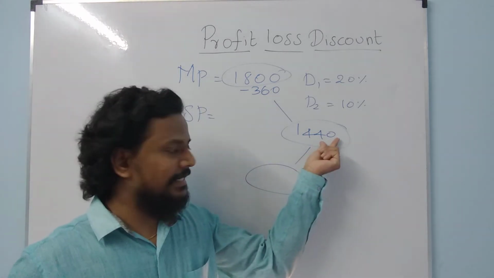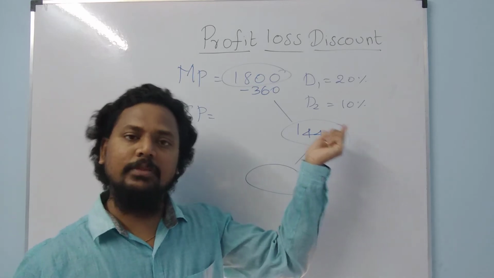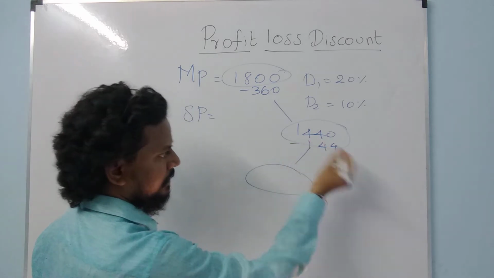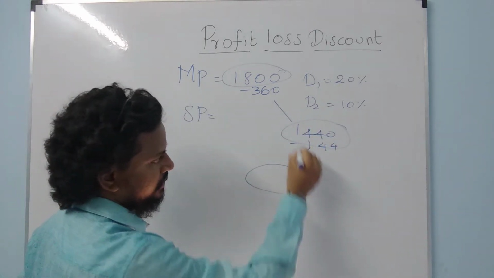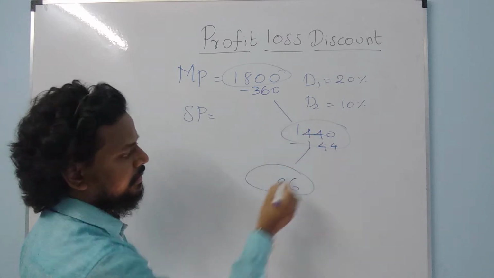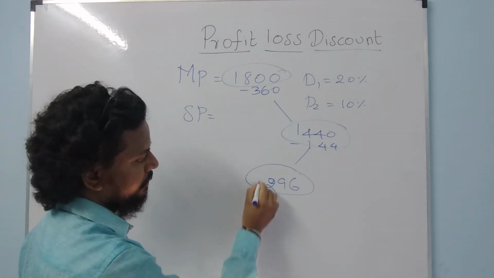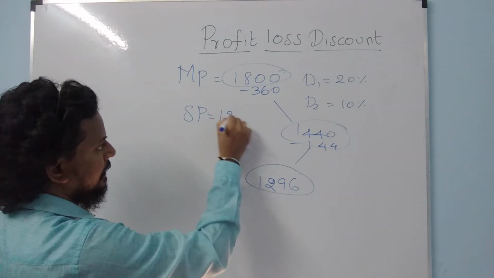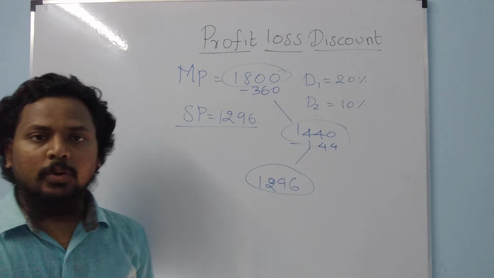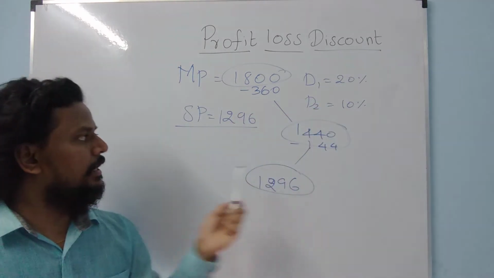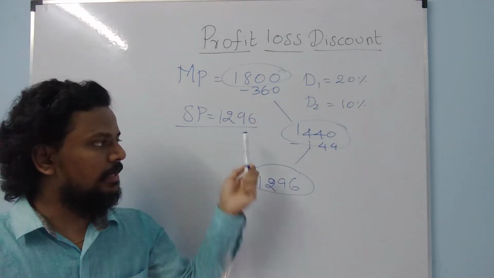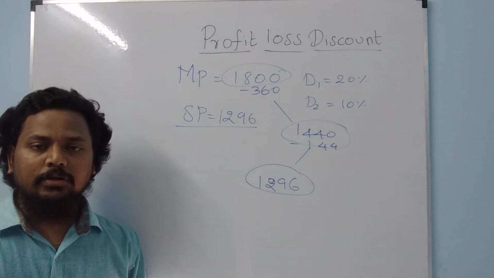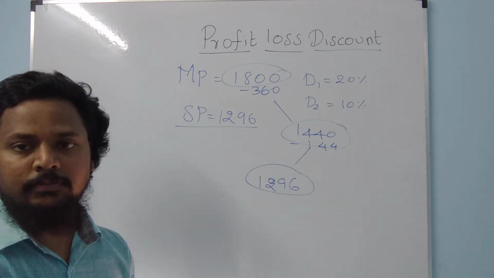Now calculate the second discount on this, and that will be the final value of SP. Which means I should calculate 10% of this number and subtract from the same number. What is 10% of this number? 144. Subtract from the number: 10 minus 4 is 6, 13 minus 4 is 9, 2 and 1. So the number will be 1296. So this is the selling price. When 2 discounts are applied on 1800, we get the selling price as 1296. Is that clear? So let's see the next example to solve more problems on discount.